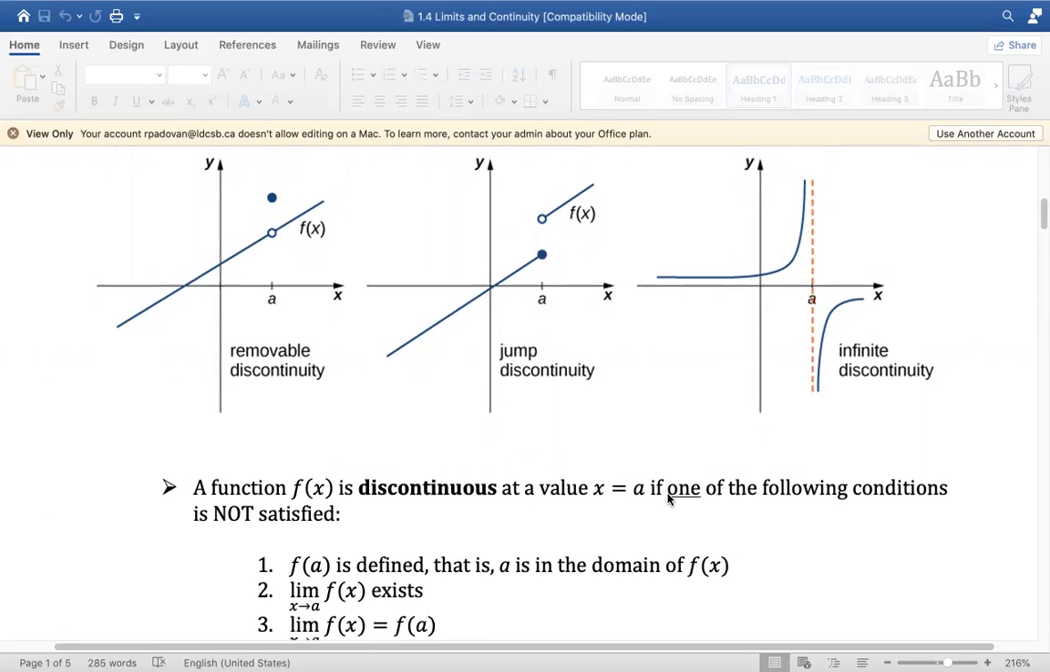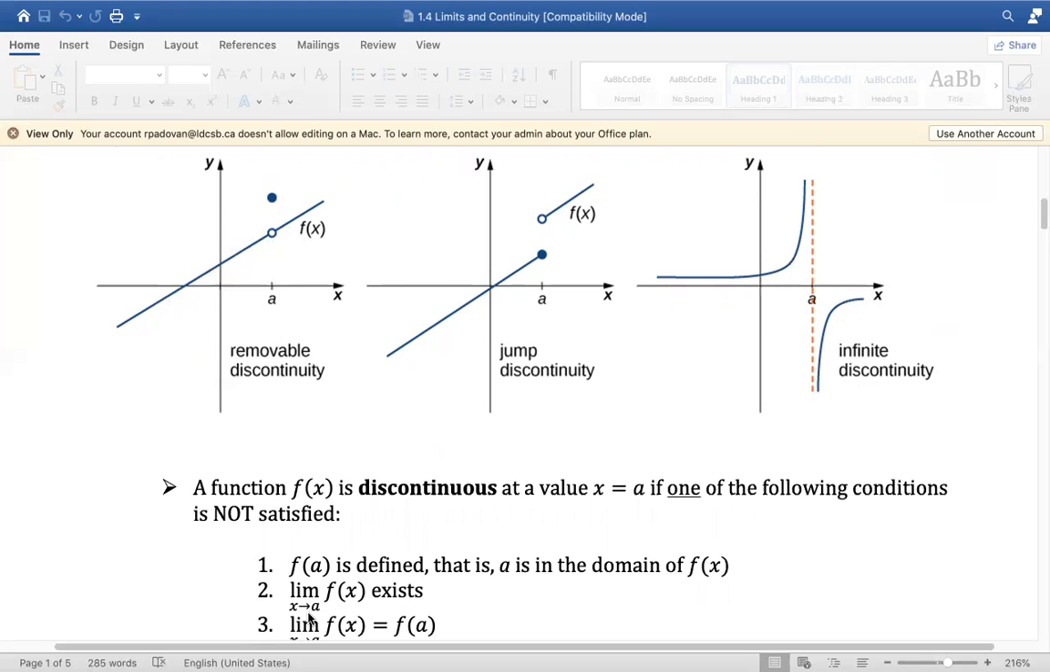So for the first one here, f of a is defined. We're looking at removable discontinuity here. That is, a is in the domain of f of x. So there is a point, there's no open hole. As I'm approaching from here, I would have a y value. As I'm approaching from here, I would have a y value. The limit as x approaches a exists. I would have the same y value.